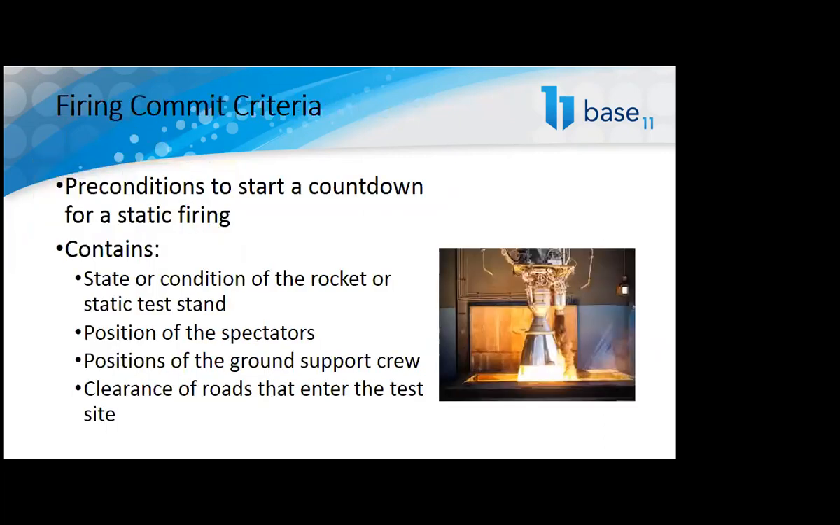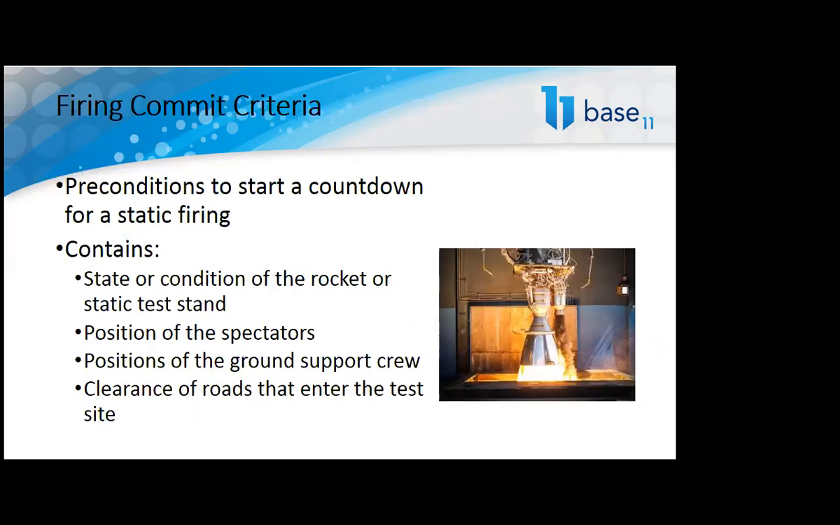Okay, firing commit criteria. These are the preconditions for starting your static firing. So what it should contain is the state and condition of the rocket or static test stand. So what things needed to be assembled to get you ready for that point. Position of where the spectators are, because you want everybody to be safe and so no one gets injured. Also, you want to position your ground support equipment. What happens if you have to do a recycle? Let's say the igniter fails and now you're going to have to recycle the liquid oxygen because it's boiled off and you need a new igniter.